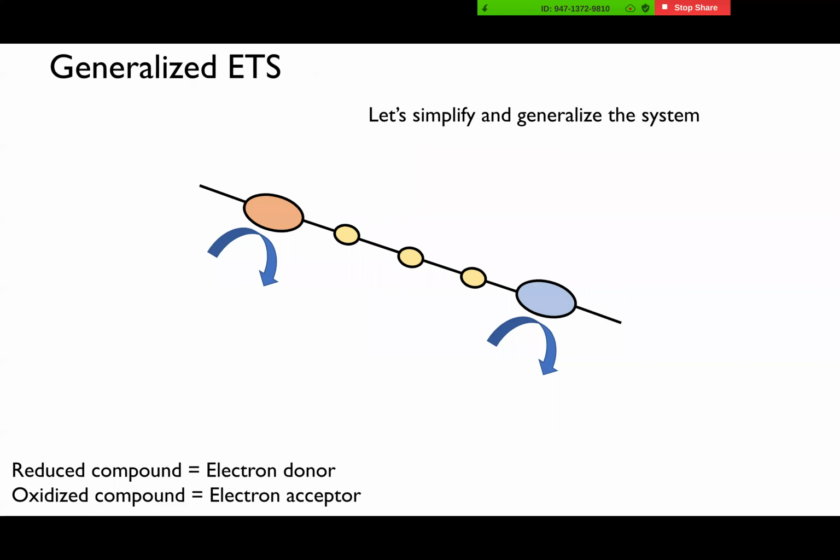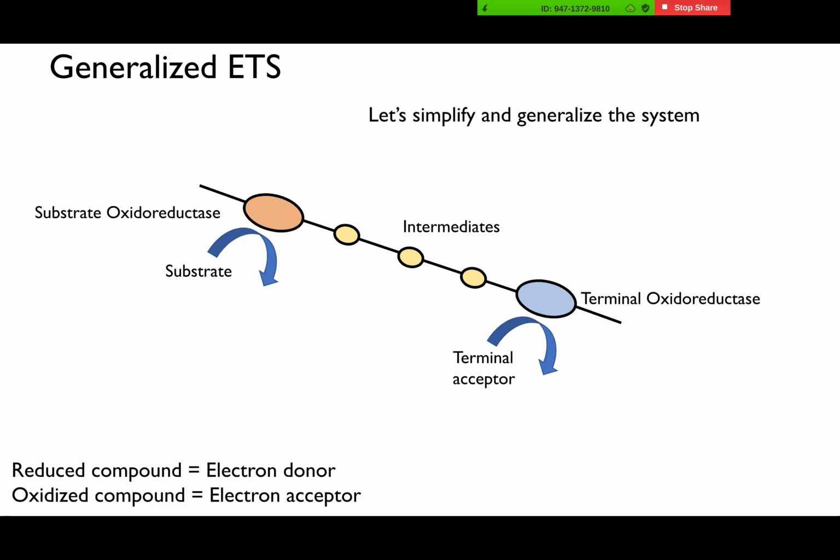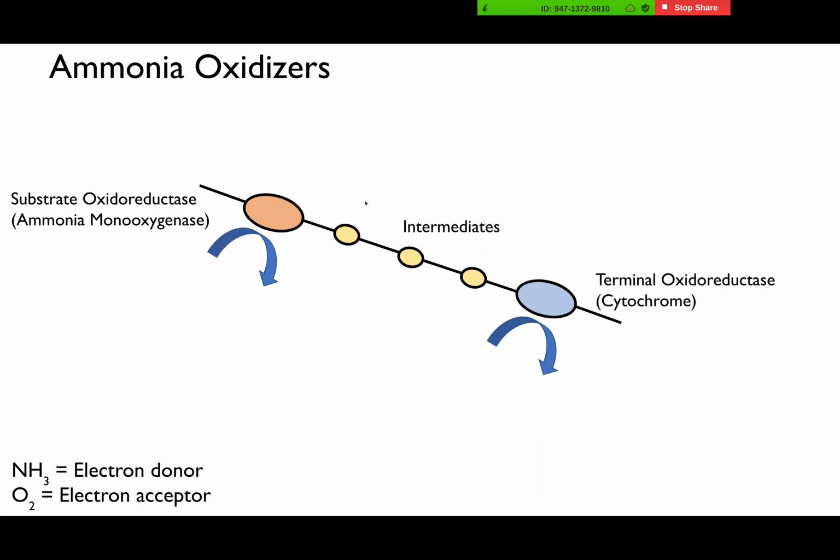So let's just generalize the electron transport system. We have some sort of substrate oxidoreductase, and there's some sort of substrate that donates the initial electron. There's some pool of intermediates to carry the electron through the electron transport chain, all the way towards a terminal oxidoreductase. And then we have some sort of terminal electron acceptor to finally accept that electron as it bounces down through this. So let's talk about some examples of this.